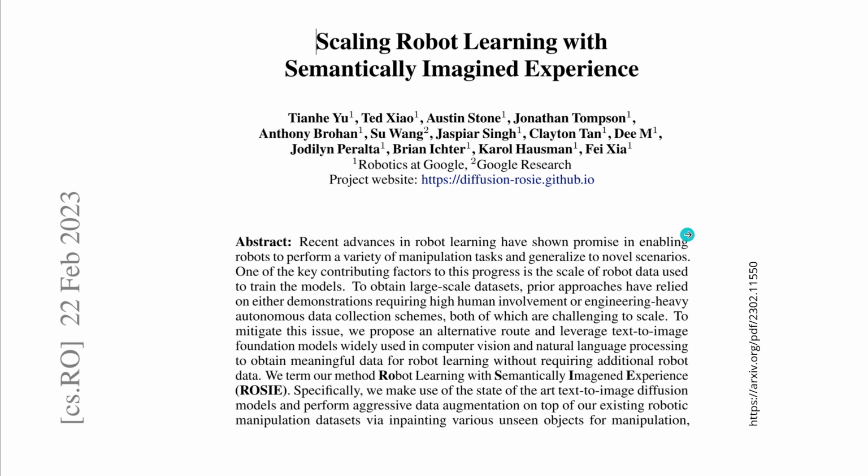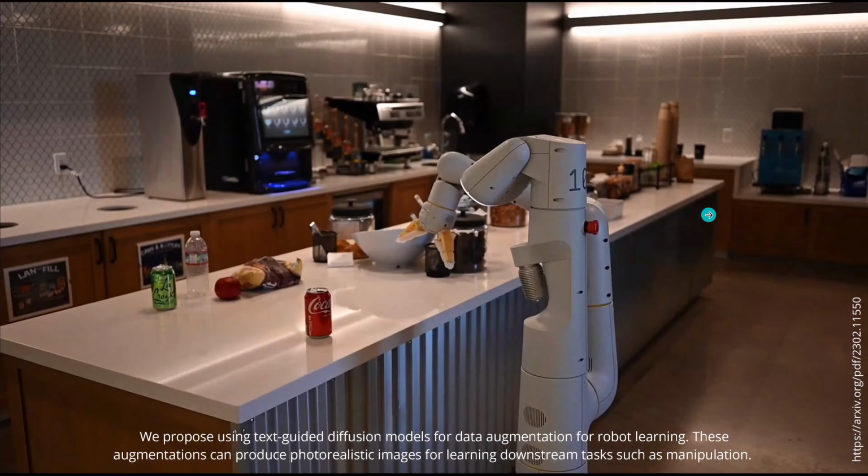And now, more than a year later, Google publishes, if you want, ROSIE 2, version 2, the update where we get rid of the human involvement. And now we have an LLM coordinating a vision language model and a diffusion model.